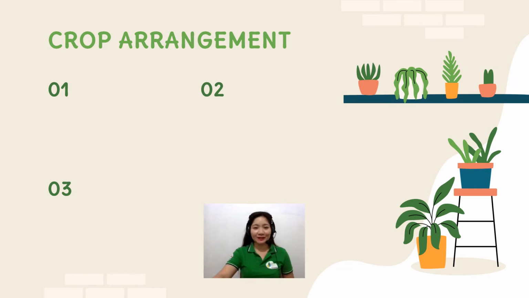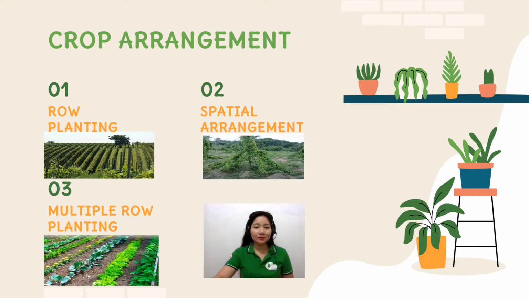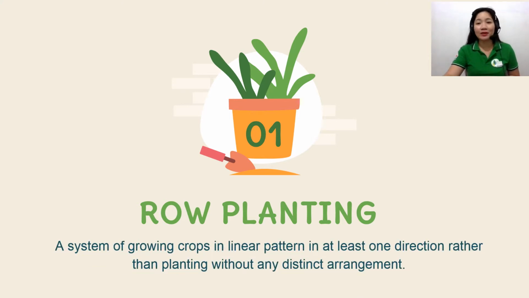Class, we have here the different crop arrangements. For the first one, we have the row planting, the spatial arrangement, and the multiple row planting. For the first one, class, we have the row planting. Row planting, as applied in conventional horizontal farming or gardening, is a system of growing crops in a linear pattern in at least one direction rather than planting without any distinct arrangement.